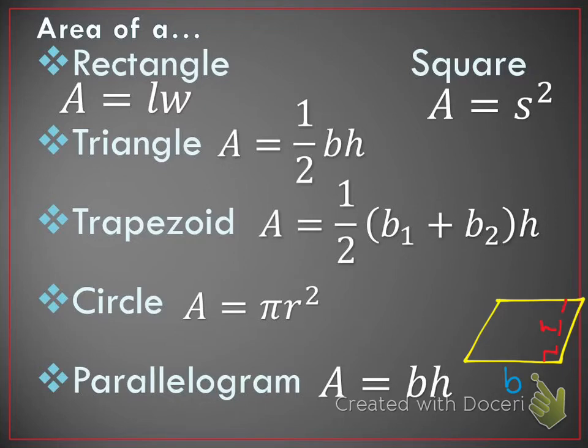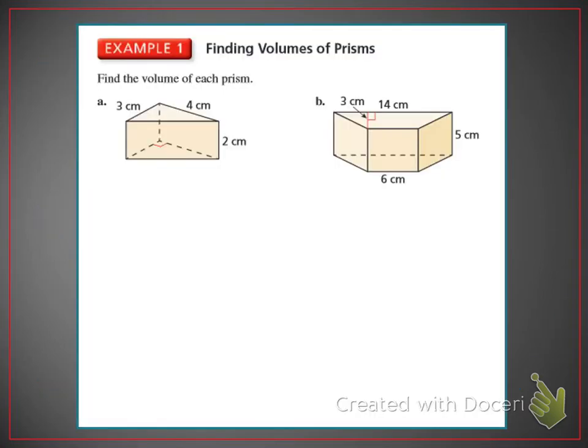Okay, so we're going to be using these formulas because the volume formula is area of the base times the height. So you're going to identify a shape. What shape is the base? Find the area of that base, and then multiply it times the height. Go ahead and go to page 2. Take your highlighter. This is a prism. What is the base for prism A? What shape is it? Triangle. Go ahead and highlight the 2 triangles.